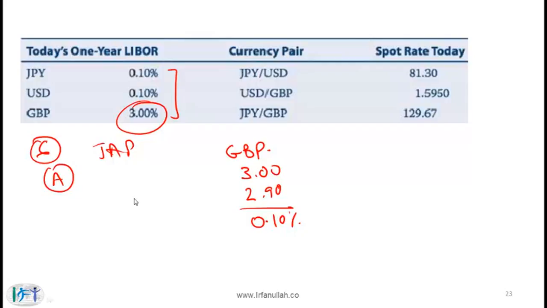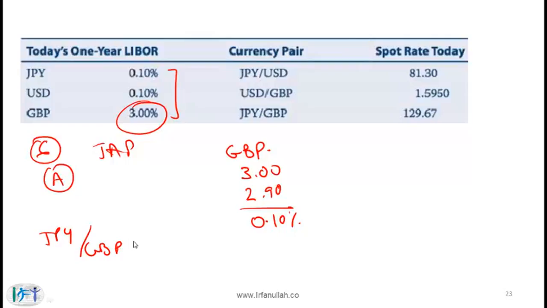If uncovered interest rate parity holds, today's expected value for the Japanese yen to GBP currency pair 1 year from now would be closest to what?